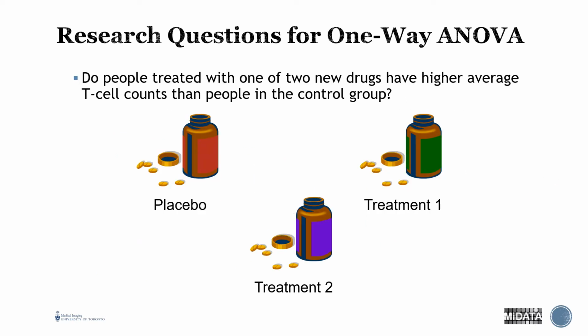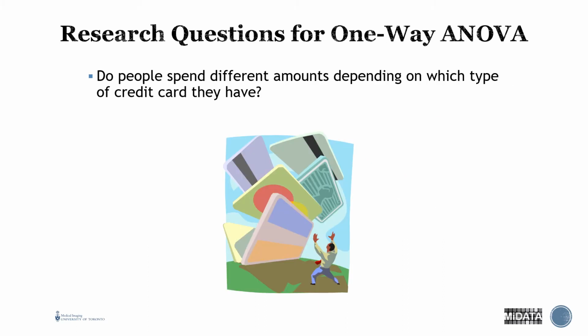And as we've mentioned, a t-test is actually a special case of an ANOVA. Now, what if the question was, do people treated with one of 2 new drugs have higher average T-cell counts than people in the control group? In this case, our group variable has 3 levels. So as we've seen before, in this case, we need to perform an ANOVA. And if you remember, we were using proc GLM. Another good example for a one-way ANOVA would be, do people spend different amounts depending on which type of credit card they have? And in this case, you could have as many different credit cards as you would like, and that would represent the different levels of your group variable.